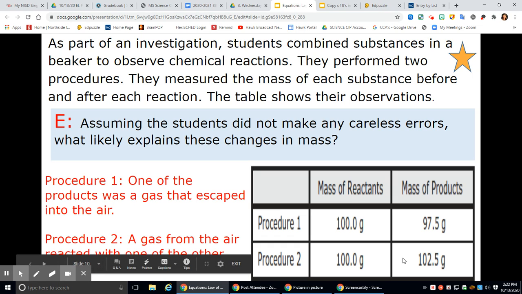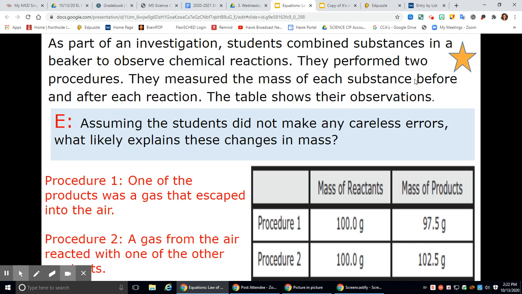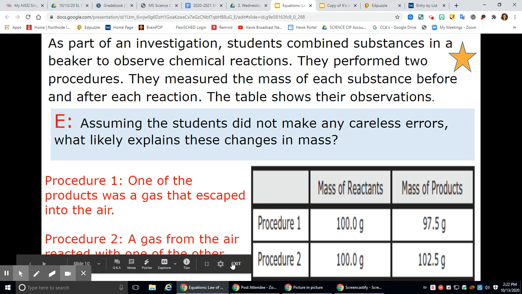Here, a gas from the air reacted with another gas in the air, perhaps. Okay, so there are different causes of error that might lead to something like this. It's just a former STAR test question. These were the answer choices on the multiple choice questions.